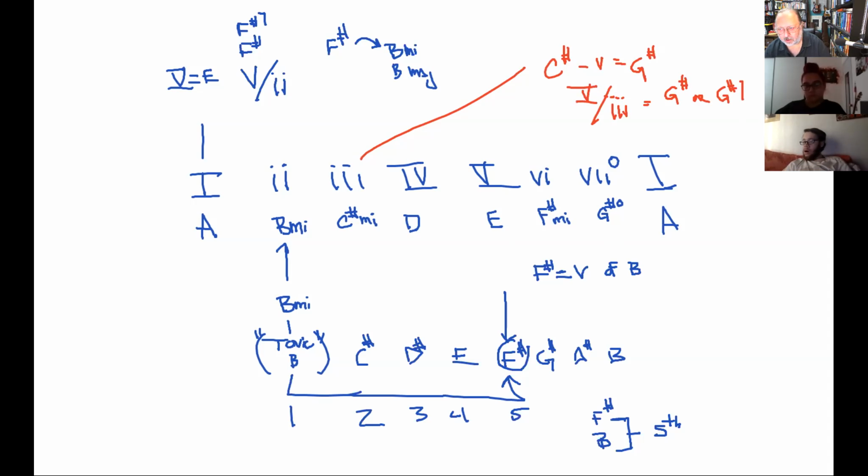What's the 5 of 4? Here's 4. D, right? A 5th above D is A. So A or A7, that equals the 5 of D, or 4.